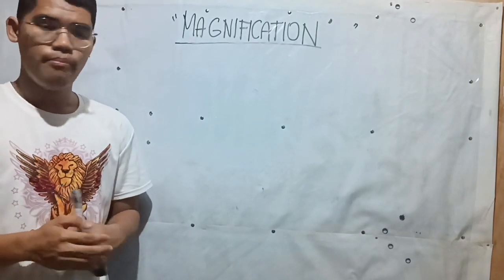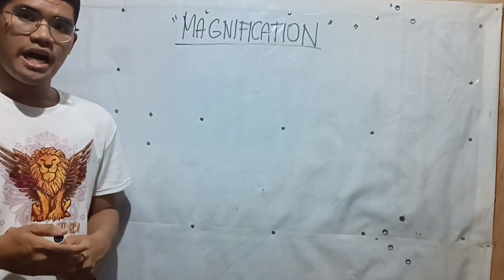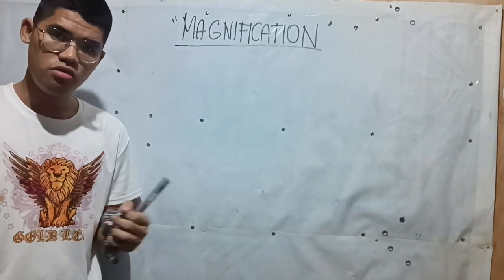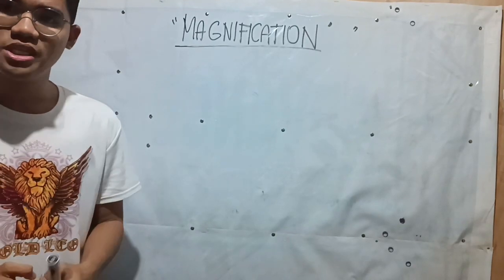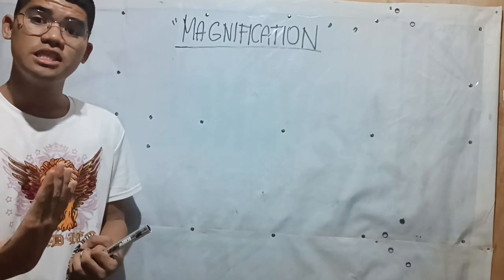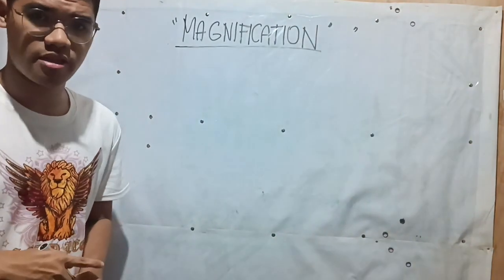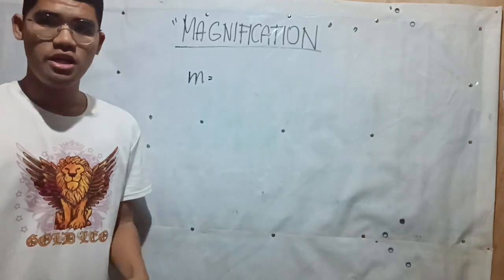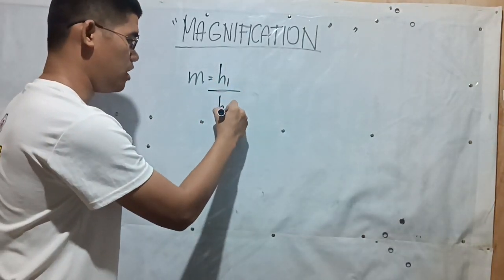Now let's talk about magnification. In simple terms, magnification is defined as how the image is being formed. Is it magnified, or is it demagnified? You can also see if the image is formed upright or inverted. Magnification is represented by the symbol M, which is equal to the height of the image over the height of the object.